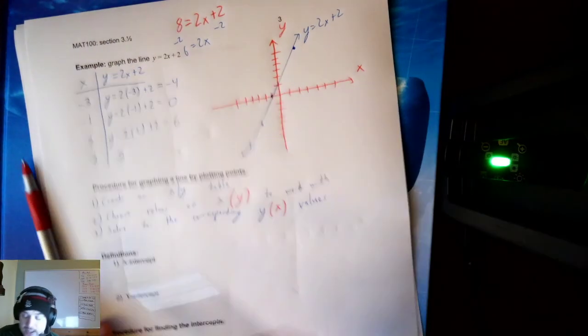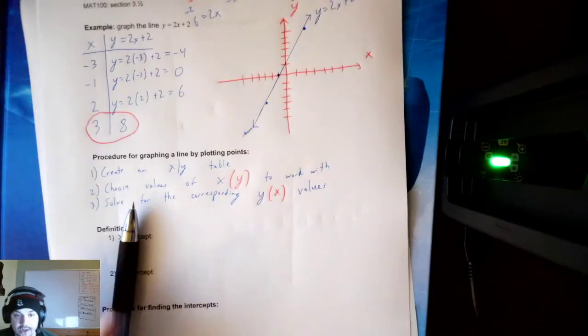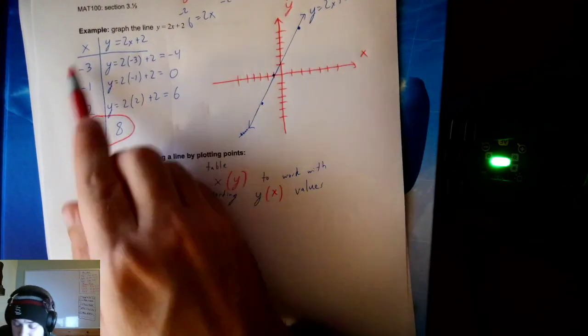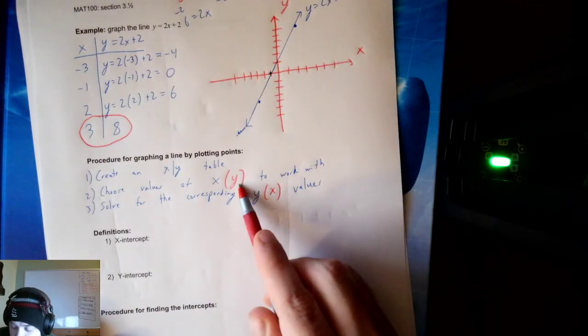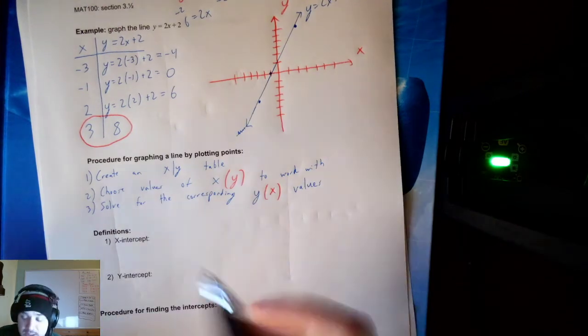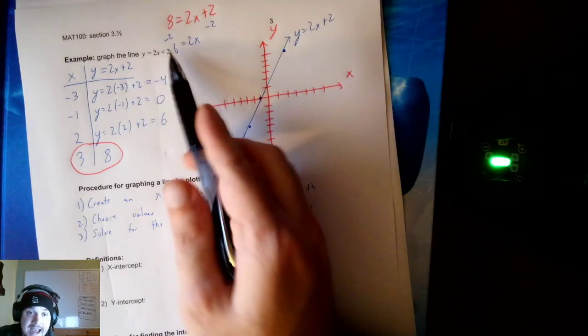I can go backwards. That's what the red is telling me, right? So I'll circle it in red so we know it corresponds. You can choose x values like we did, and then find the y values, or you could choose y values and find the x values. Either direction works. Generally, we like to pick x values because usually our equations are already solved for y.